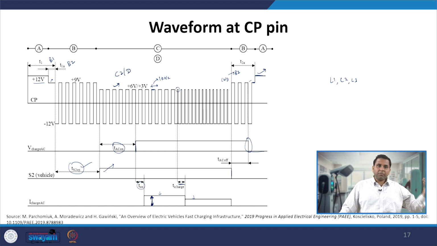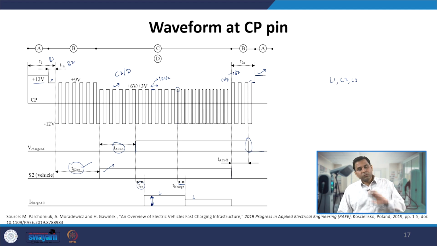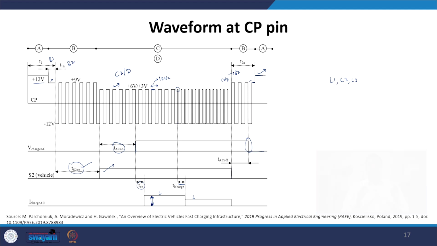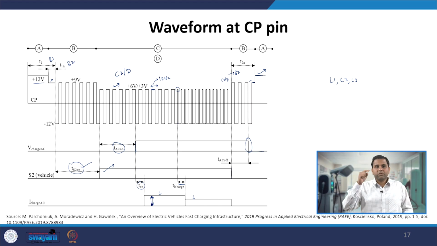First it goes from A state to B1 state, then to B2 state, then C2 state, and in C2 state when the voltage is either plus 6 volt or 3 volt, it is during that time only that the EVSE and EV are both ready for charging and the contactor gets closed, and that is when you have alternating voltage appearing at the L1, L2, L3 pins.